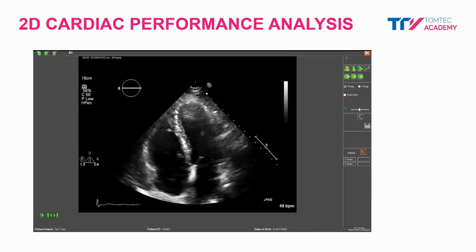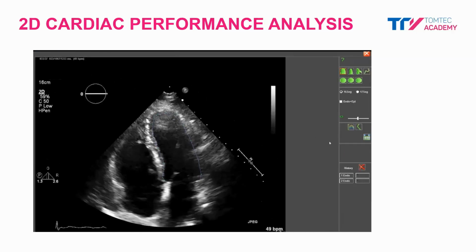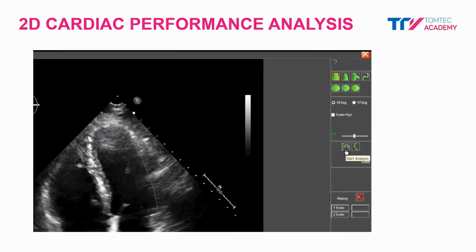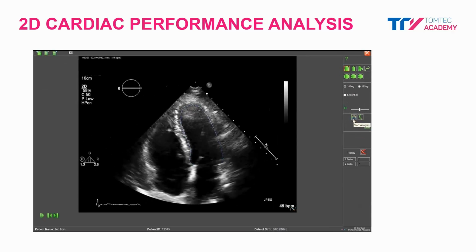Pause the image, and then next begin our tracing by initiating the tracing with a left click and then performing a series of left clicks until we have a complete tracing of the left ventricular cavity. A right click will terminate, and we will proceed to the second of 3 workflow steps, Start Analysis.